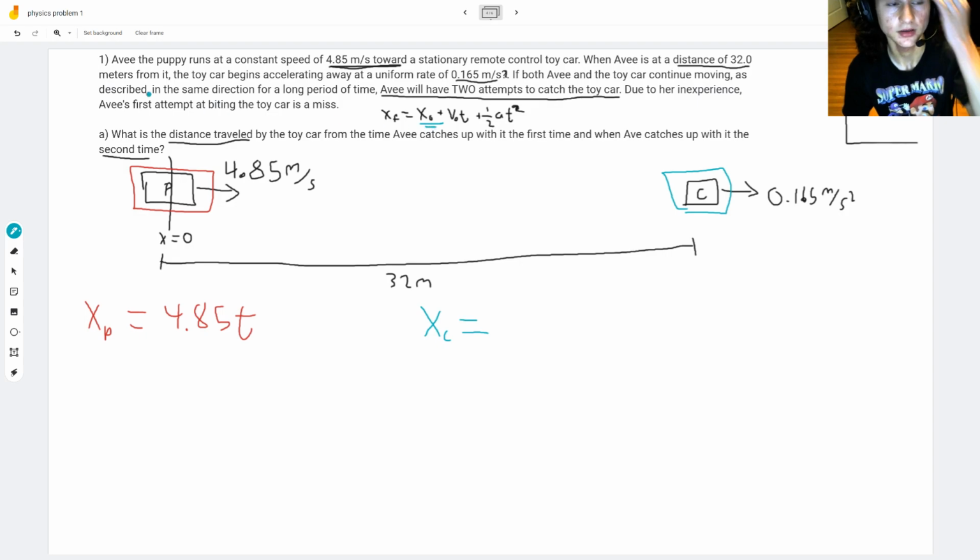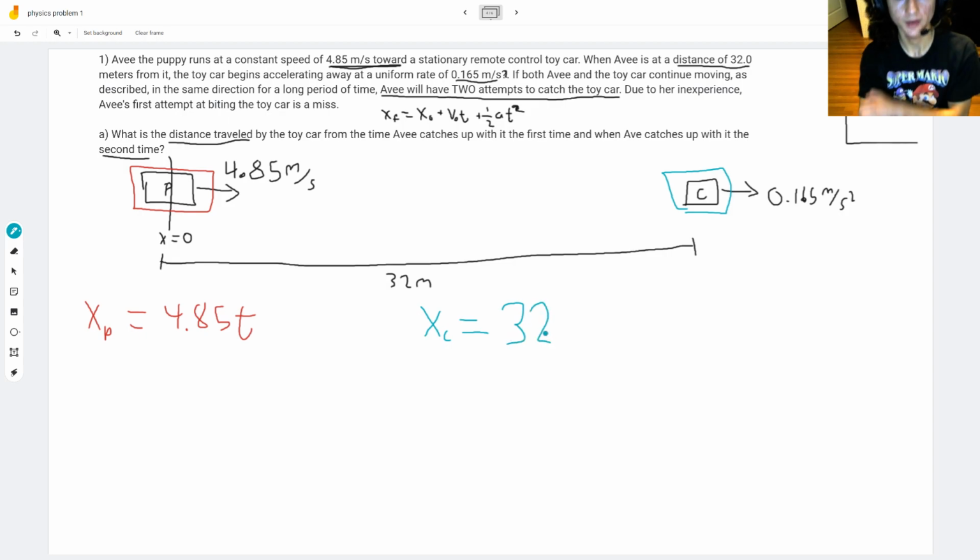So this time we need to look at the initial position. If this is 0 and it starts moving 32 meters away, that means that the initial position is going to be 32 meters. So next we can see velocity initial. From the prompt, it begins accelerating away once it's at a distance of 32 meters. So that basically means up until that point, it was not moving, so there's no initial velocity, so we don't have to worry about that.